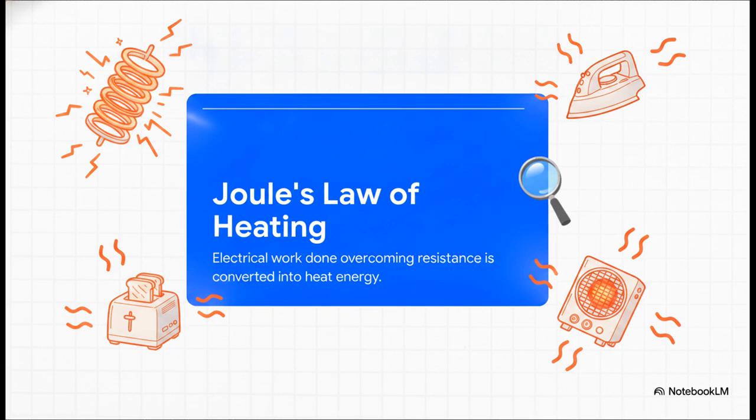According to Joule's law of heating, the electrical work done to overcome that resistance is transformed directly into thermal energy. And you know what? This isn't a glitch. It's actually a feature. Everyday appliances like your toaster, your iron, or a space heater use coils of highly resistant wire to intentionally turn that electrical struggle into intense, useful heat.